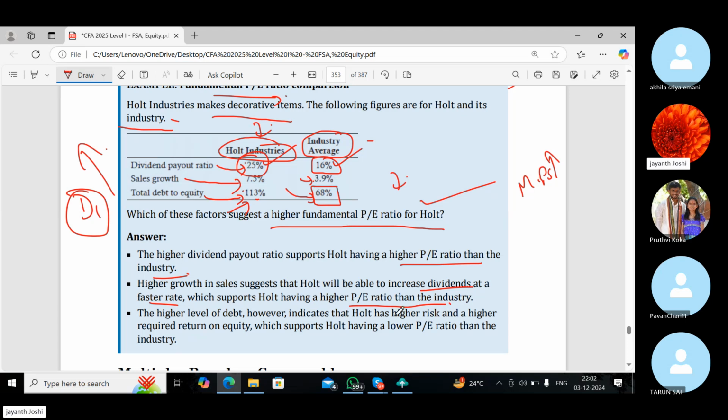A higher level of debt, however, indicates that Halt will have higher risk and a higher required return on equity. Yes, as the risk increases because of the debt, the cost of equity rises, meaning the equity holders will demand higher returns to compensate them for taking a higher risk to continue in this company. So with the higher discount factor, more discounting will happen, and that will reduce the PE ratio. Higher discount factor, lower PE ratio.